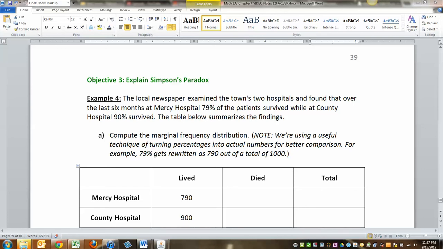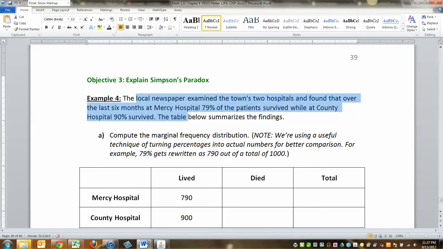It's time for our last video in Chapter 4 about Simpson's Paradox. The local newspaper examined the town's two hospitals and found that over the last six months at Mercy, 79% of the patients survived, while at County, 90% of the patients survived. The following table summarizes the findings.